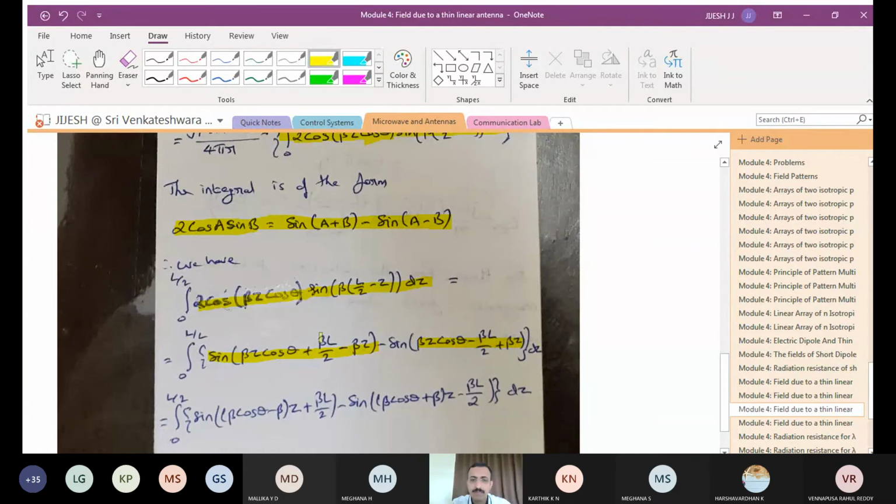So sine of beta, this term can be written as sine of (beta cos theta minus beta) into z plus beta L. You all know that, minus sine of this term can be written as (beta cos theta plus beta) into z minus beta L by 2. So we have just taken the terms together.